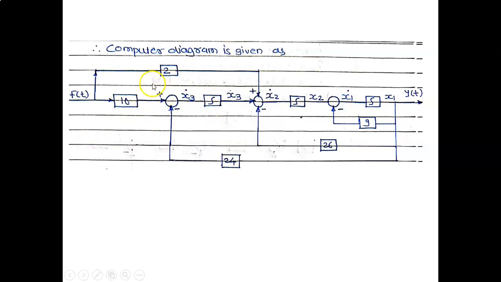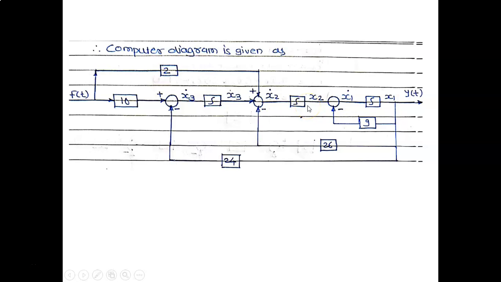Therefore x3 dot we are getting as 10 f of t minus 24 x1. Similarly x2 dot is equal to 2 f of t. From this f of t signal we have to take one signal and give it to feedback element 2. Therefore 2 f of t, its value is positive. Therefore x2 dot is equal to 2 f of t minus 26 x1. Again from this x1 we have to take another signal and feed it back to this 26, and again from 26 that signal goes to this summing point, its sign is negative. Therefore x2 dot is equal to 2 f of t minus 26 x1.